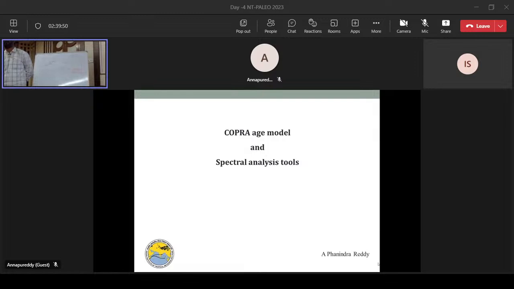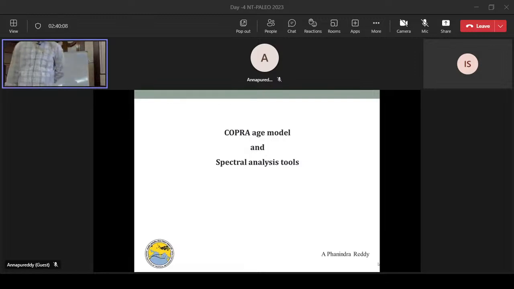to get information about the periodicity embedded in the data, and then you compare those data sets with other climatic parameters to find the causative effect. Okay, to Phanindra.